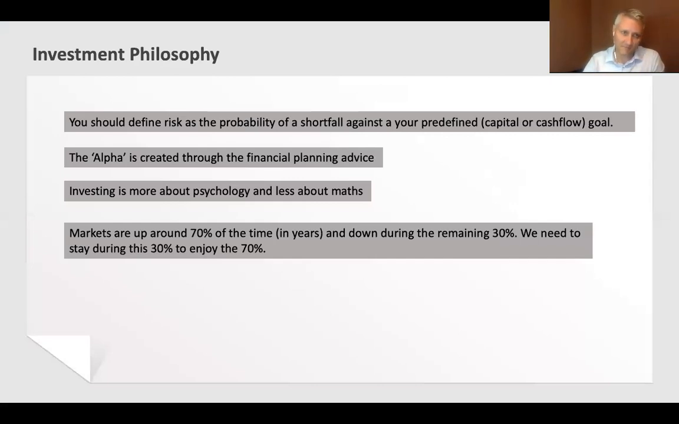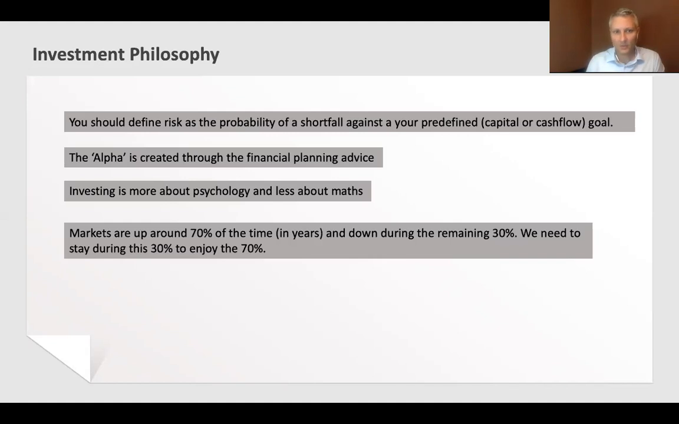We have a sort of investment philosophy, and we define risk as the probability of a shortfall against your predetermined cash or capital goal. Talk about the goals, we realize where each of those future liabilities are going to be, what you want to do in your life. The risk is you're not going to hit those goals because you're either in cash, eroded by inflation, or your portfolio was designed wrong because it's not taken into account when you're going to spend that money. So alpha is created through the financial planning advice, generally not by a fund manager or someone who is an asset allocator.